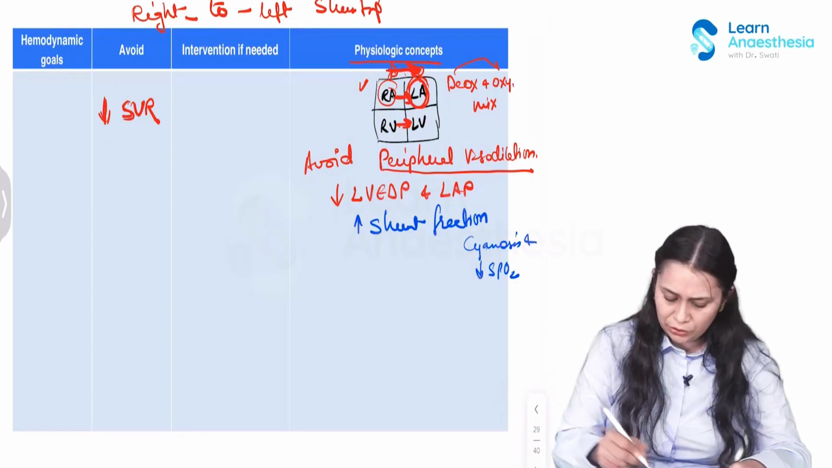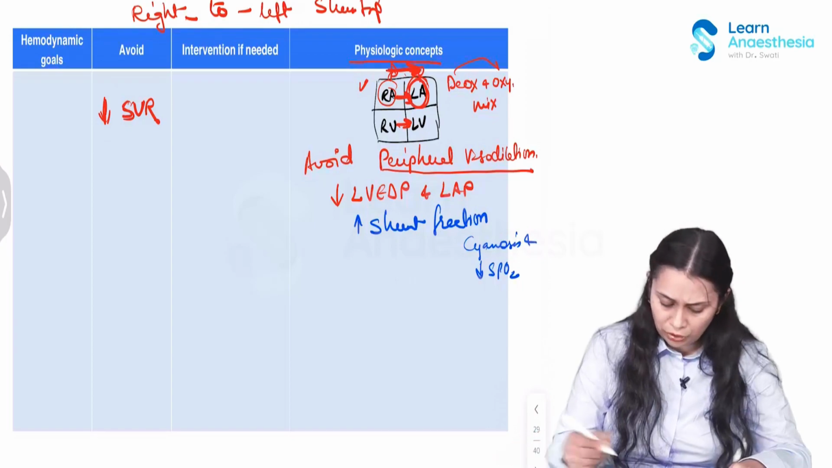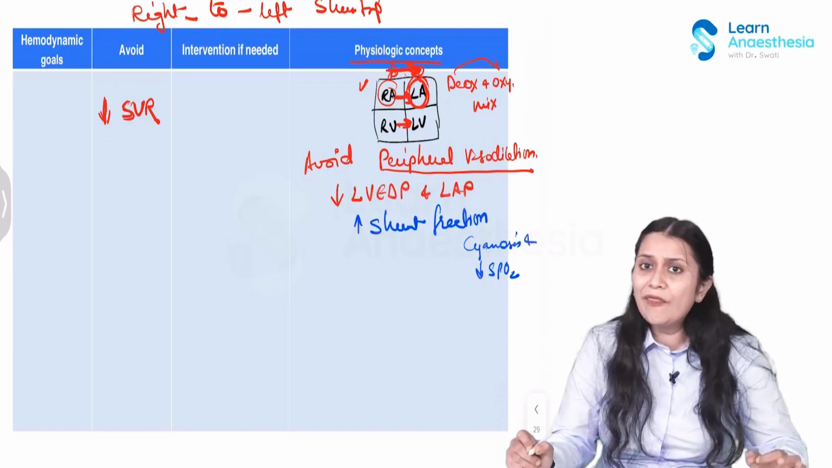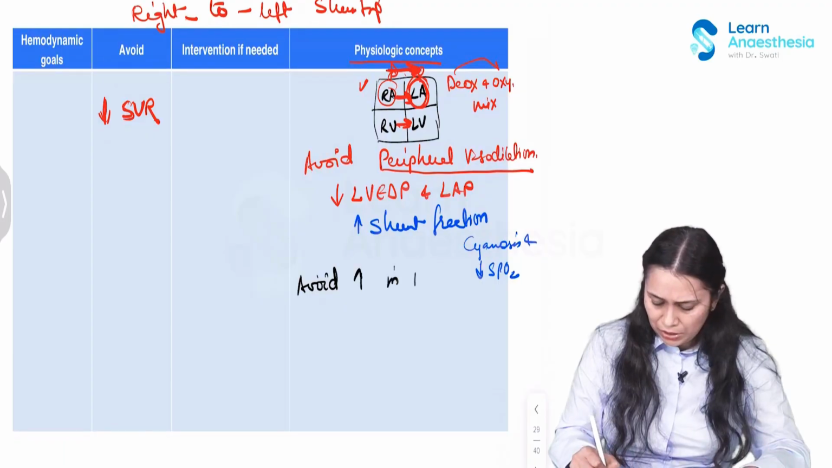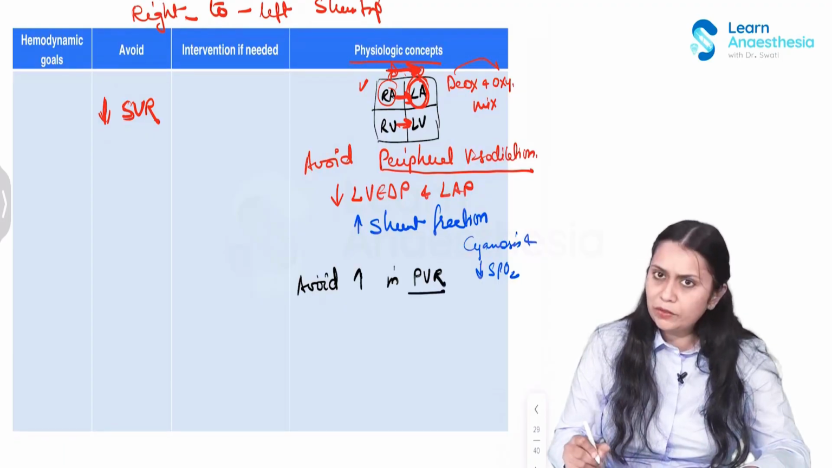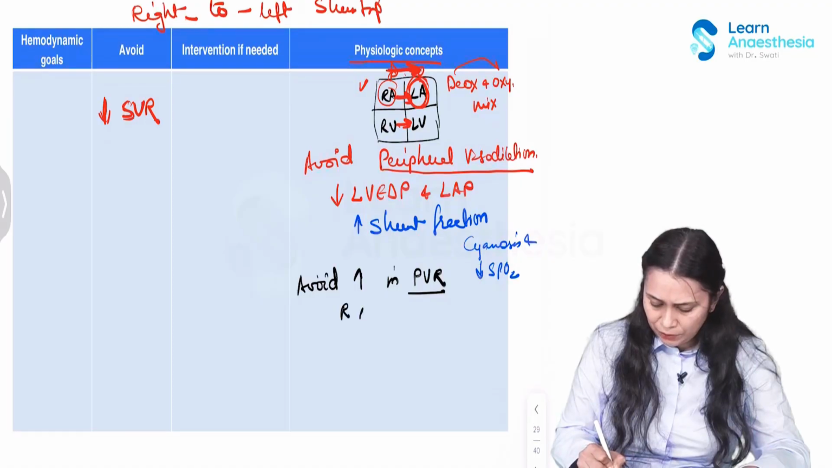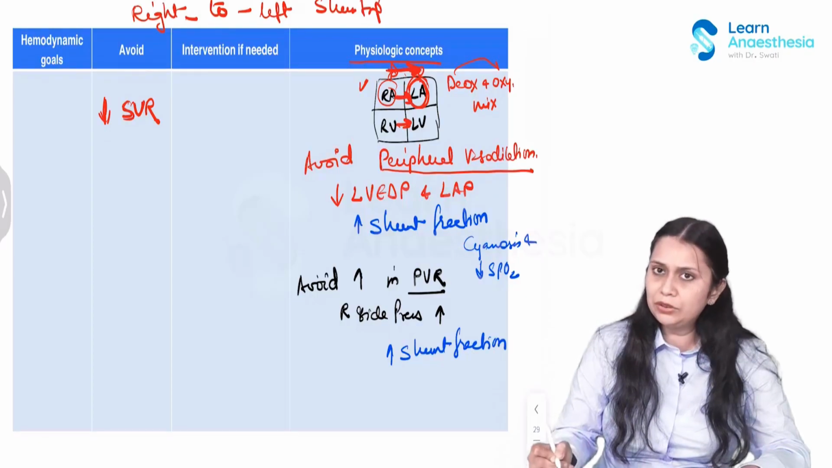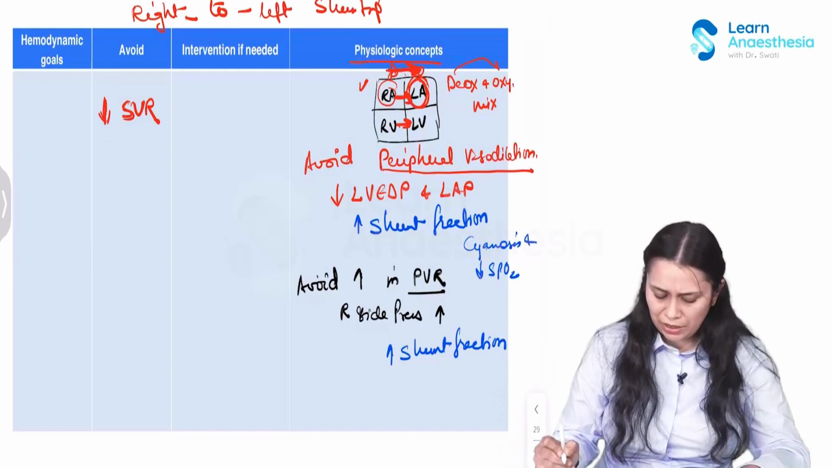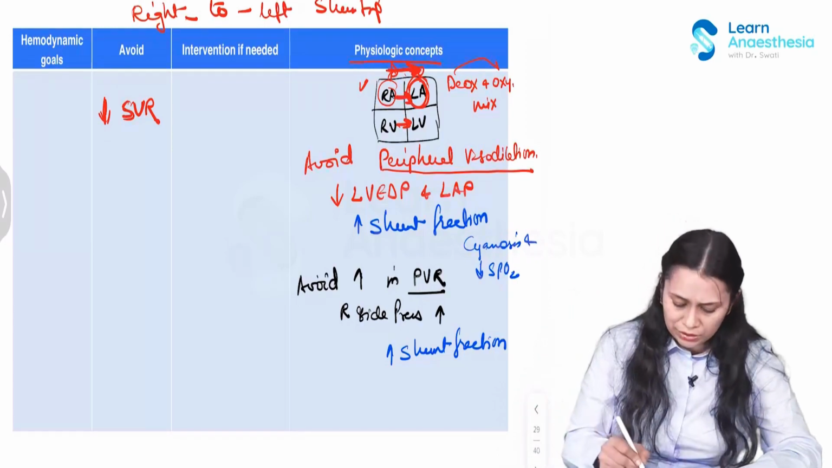Now the second thing which we need to avoid according to the physiological concept is an increase in pulmonary vascular resistance. What will happen? The right side pressure will increase, and again it will cause the same thing. It will increase shunt fraction, and when shunt fraction increases, same thing, cyanosis and a decrease in saturation will happen.